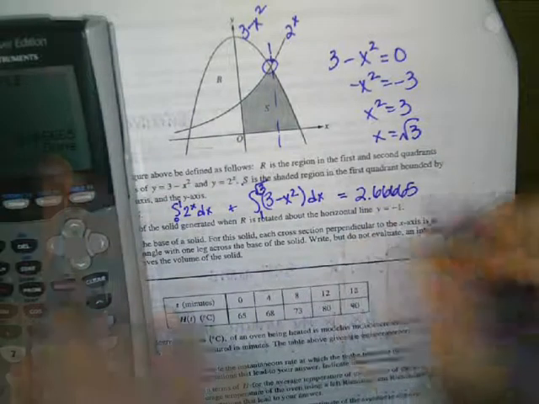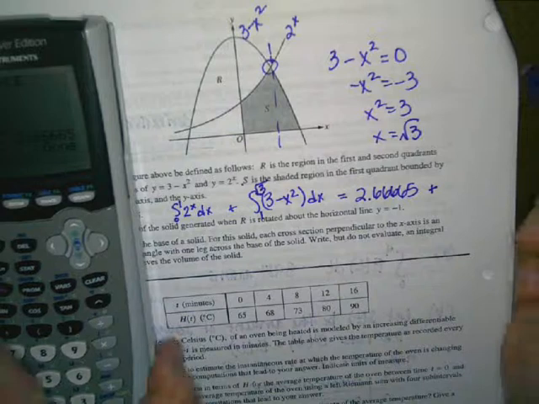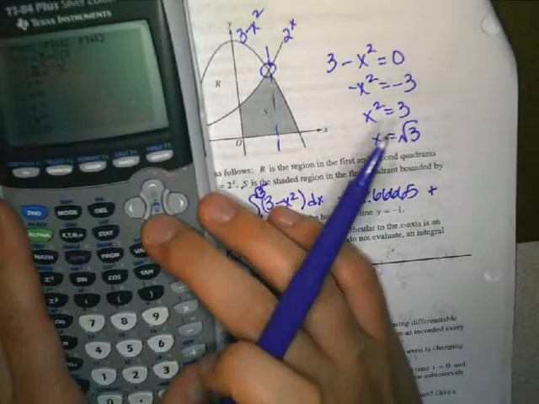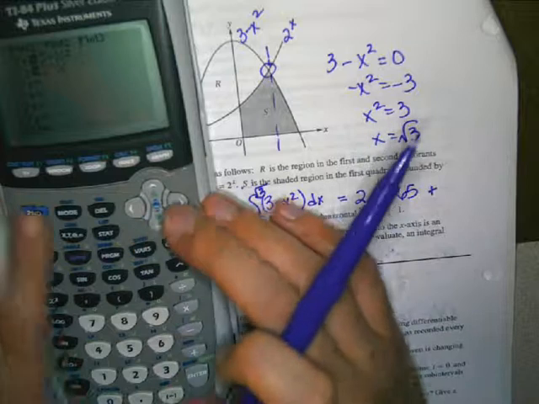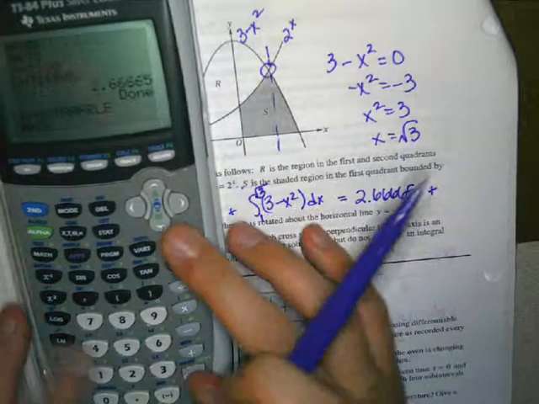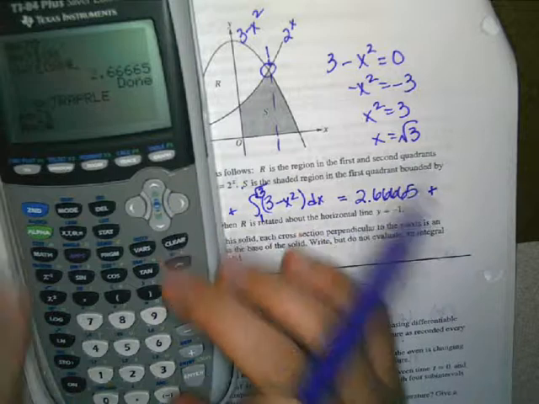And you get 2.66665. And then we're going to add. I'm going to select the other one now and run the trap rule again from 1 to the square root of 3.